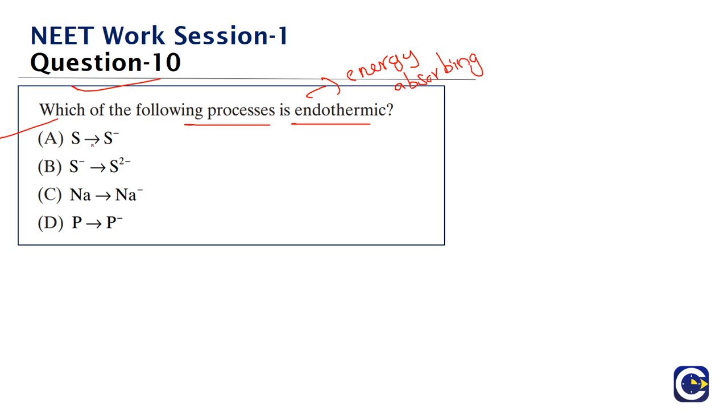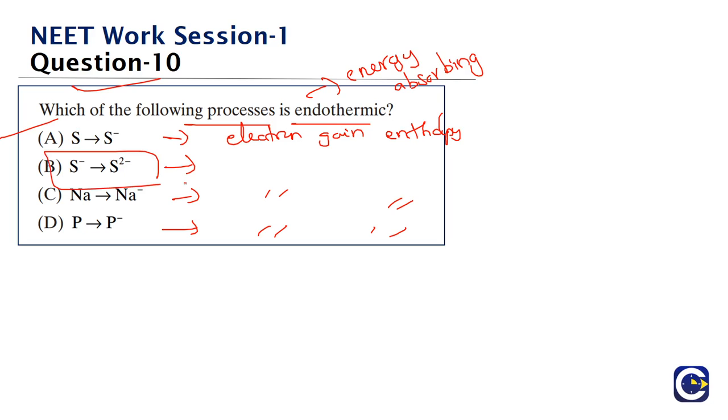Option A is what? Sulfur becoming S minus. This represents electron gain enthalpy, isn't it? So electron gain enthalpy is the energy released when an electron is added to a gaseous, neutral atom. Similarly, option C as well as option D are all electron gain enthalpy. We are adding an electron to sodium, and to phosphorus. But if you look at option B, we are trying to add an electron to an already negative ion.